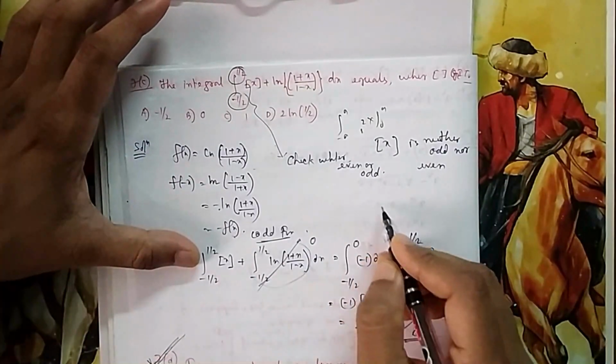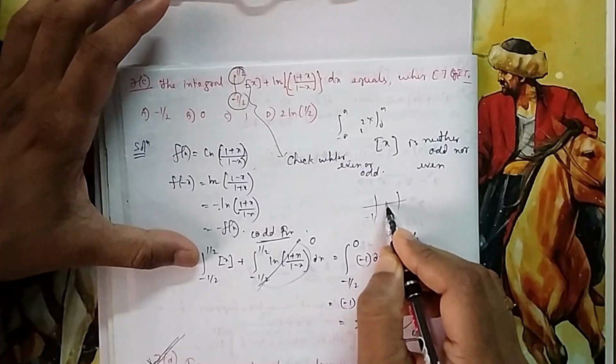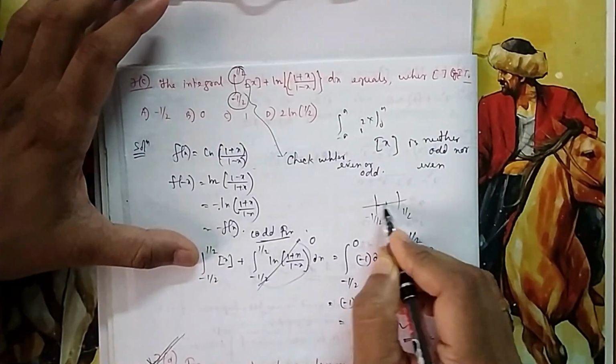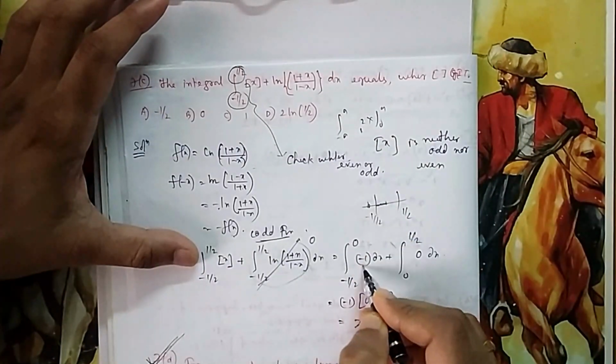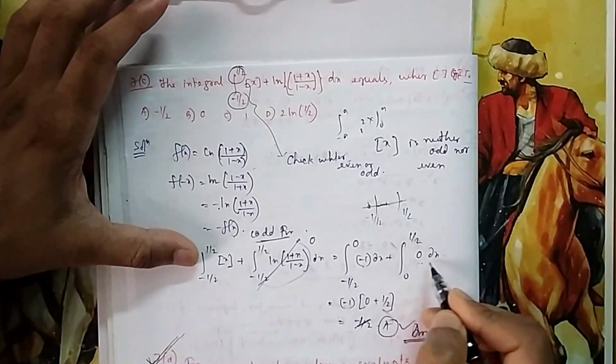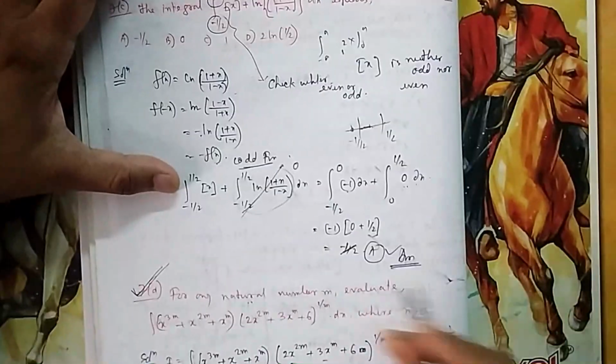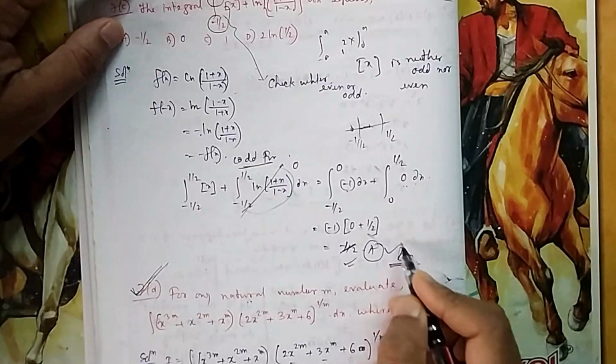Now this one you can break, because minus half to half, you know what the [x] will be. So minus half to 0, the [x] will always be minus 1. 0 to half, the [x] will always be 0. So you break it and you do the integration. Your answer is option A, that is minus half.